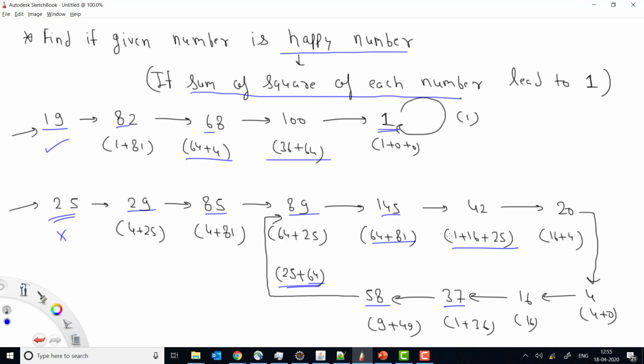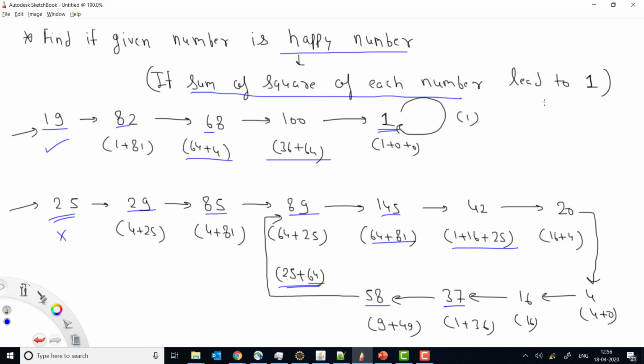Now in a happy number also they will meet at one point, and in a not happy number they will also meet at one point, but the difference will be that in a happy number they will meet at 1, and in a not happy number they will not meet at 1, right? So this is how we'll check.